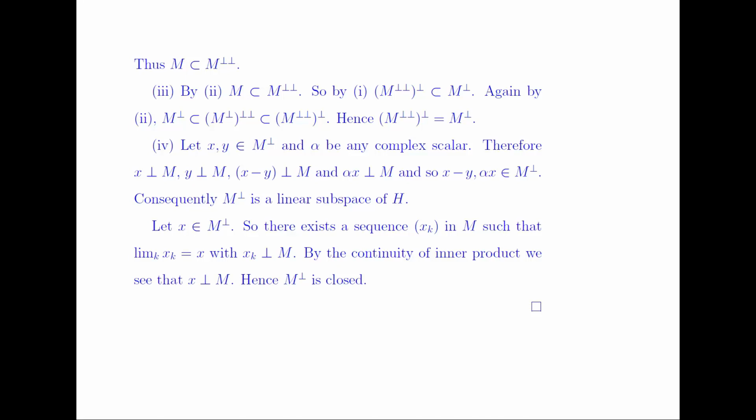So let x be any element in the closure of the orthogonal complement of M. So there exists a sequence xk in M perpendicular such that xk converges to x, with xk perpendicular to M. So by the continuity of the inner product, we see that x is perpendicular to M, and hence the orthogonal complement of M is closed.